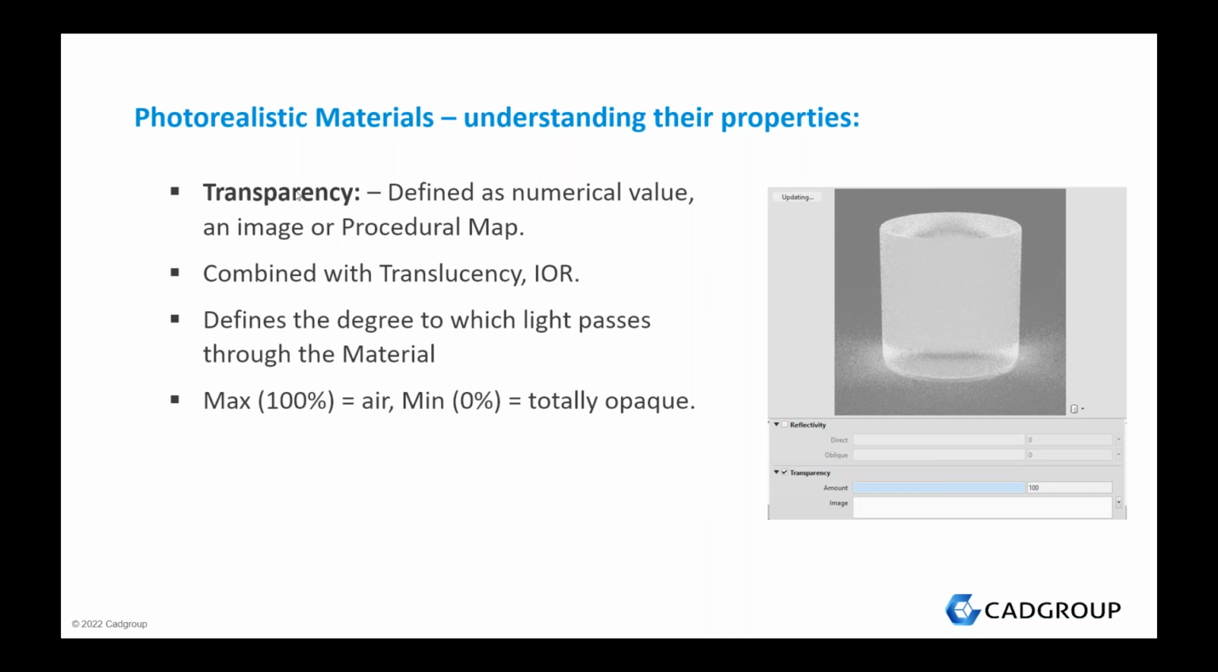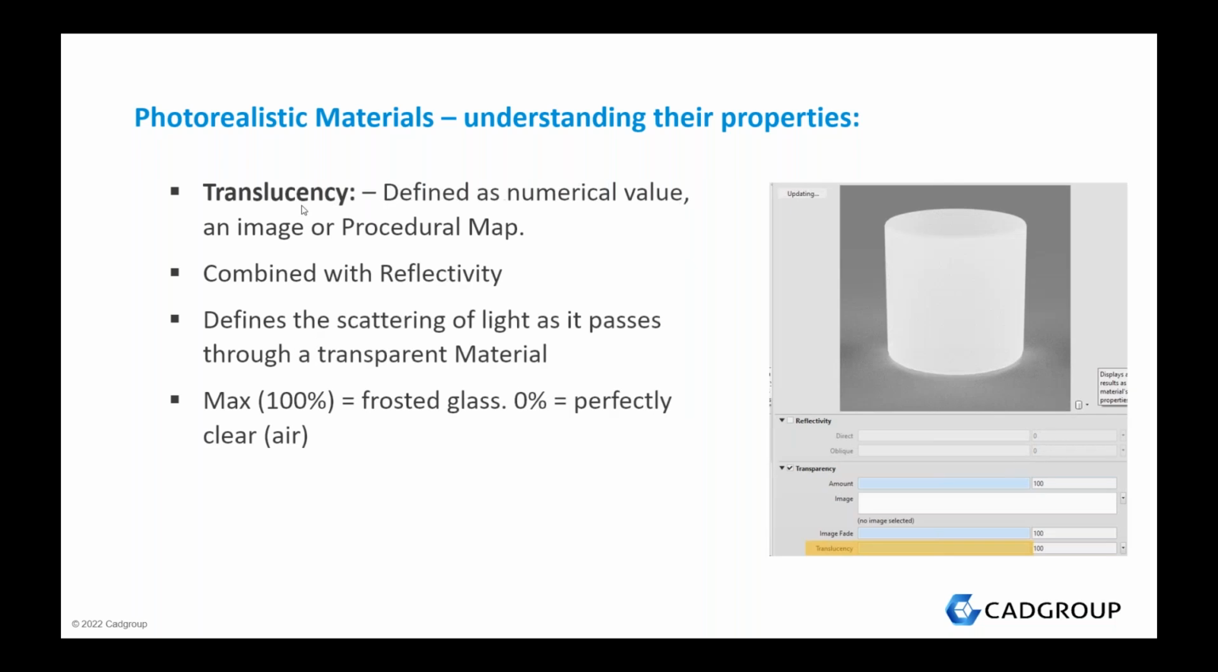Transparency is purely looking at the actual amount of light that passes through, the amount in lumens. In addition to that, we've got this other property, which is translucency. A little bit like reflections, the translucency defines the scattering of light as it passes through a transparent object. Something like 100% translucency will give you a really frosted glass or a piece of frosted acrylic. And 0% is something that's perfectly clear, which I'd probably use for something like glazing on an office building. I would always set that to 0%.